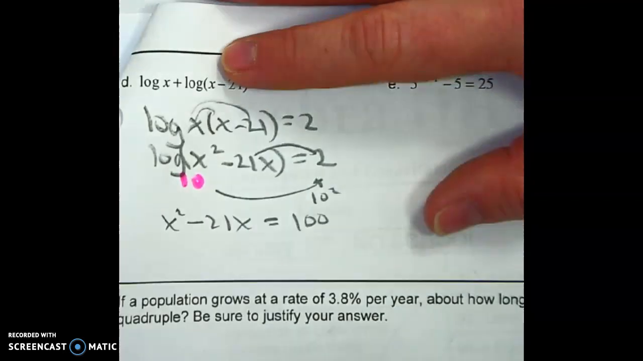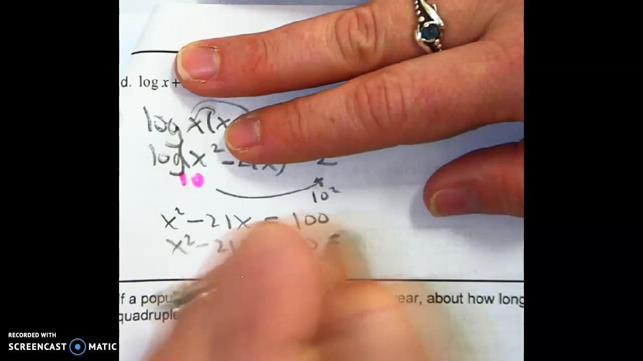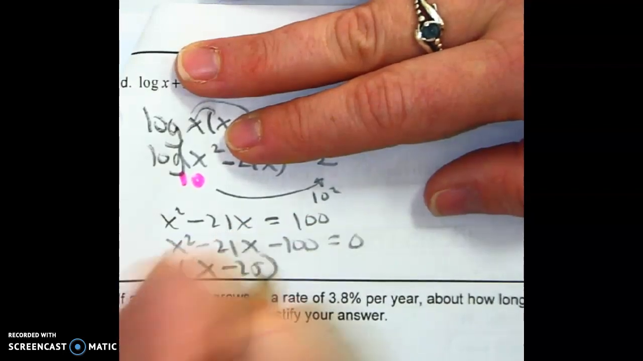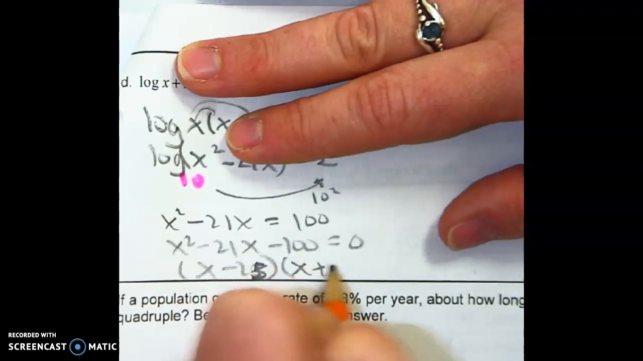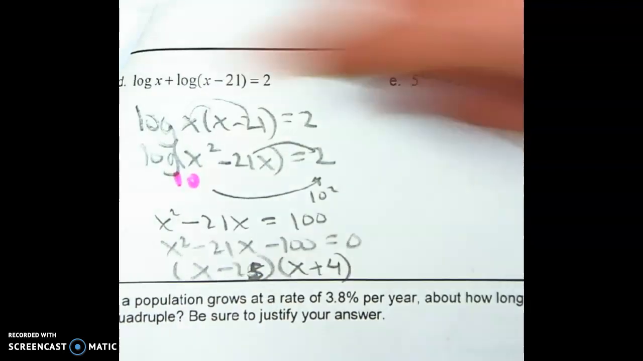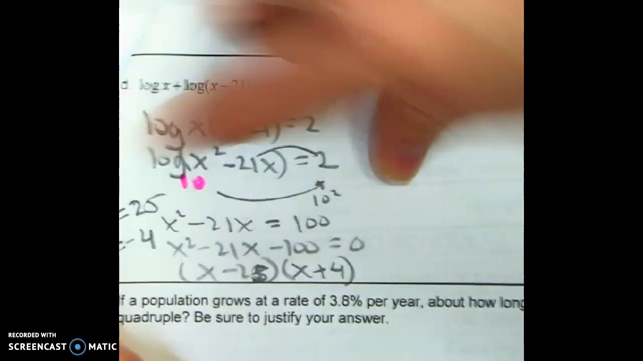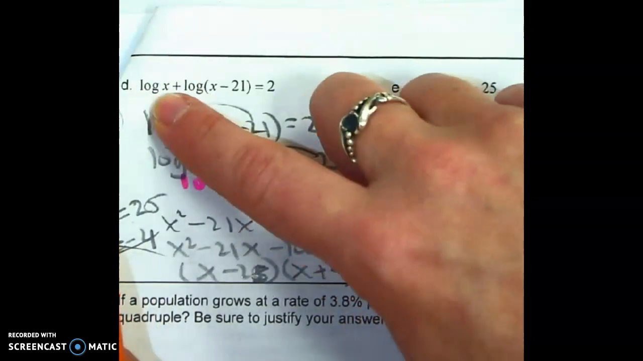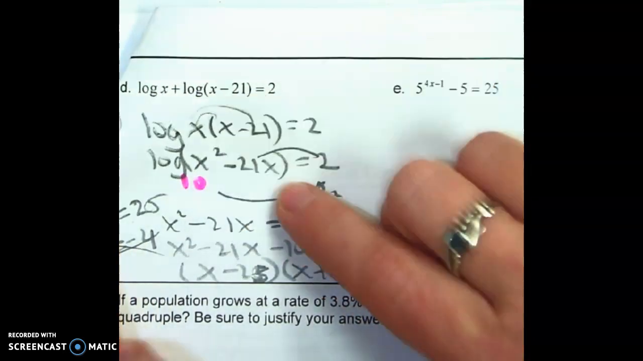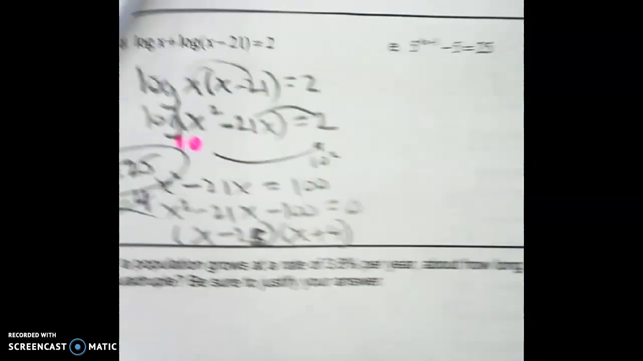You'll have more space. Set it equal to 0. Factor it. Two numbers that multiply to get 100 and add to get 21. So my two answers are 25 and negative 4. I can't take the log of a negative, that one's out, and log of 25 and log of 4 does end up working. Okay, let's go to the next one.